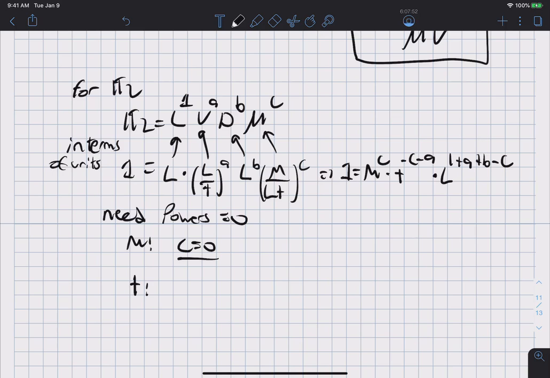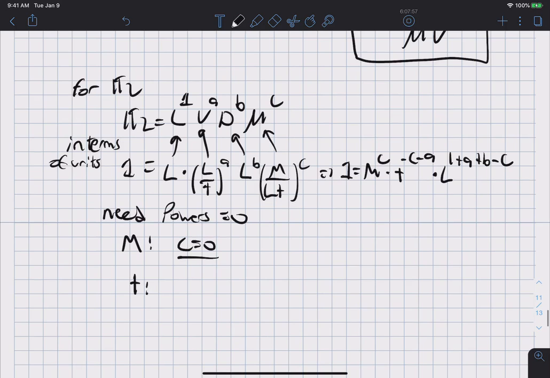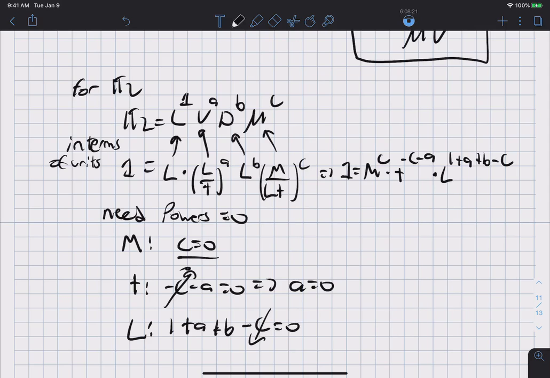For time, we have minus c minus a is equal to 0. Well, c is equal to 0. So this implies that a is also equal to 0. And then for the length, we have 1 plus a plus b minus c is equal to 0. Well, c is 0, and a is 0. So this implies that b is equal to minus 1.